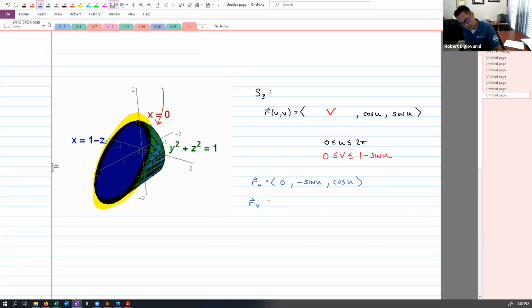Partial R with respect to V is 1, 0, 0. Are we that happy? We are that happy. R_u cross R_v. Okay, so, oh my goodness. What happens here? Cover this up, 0, we get 0. Cover the middle up. Okay, 0 minus cosine plus cosine. Cover that up, 0 minus plus, I think we get sine u here.